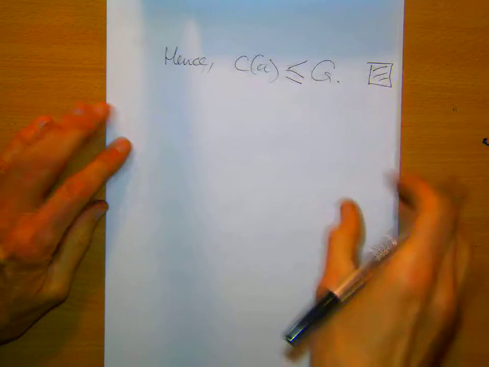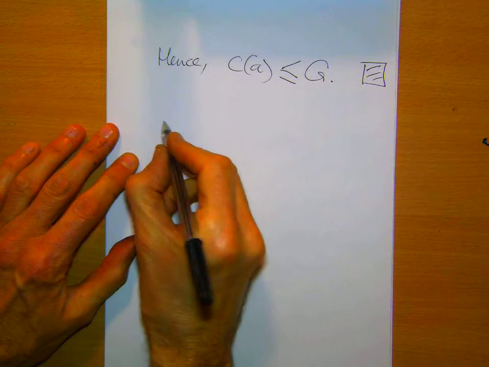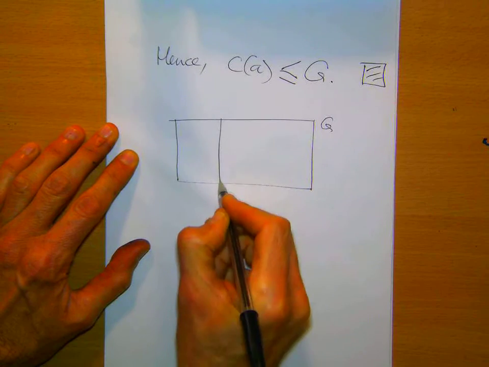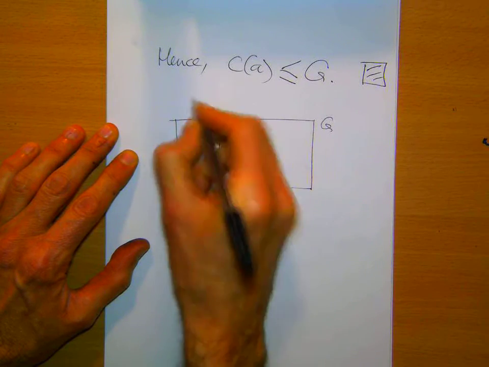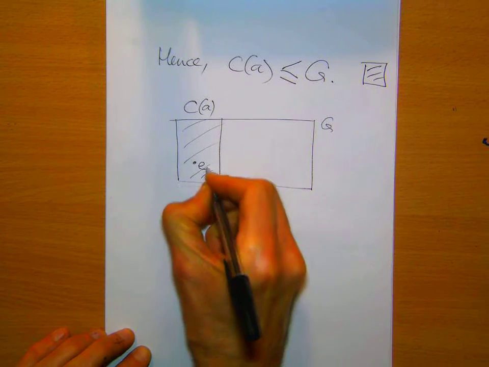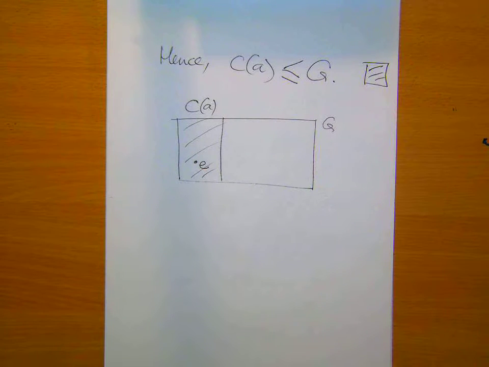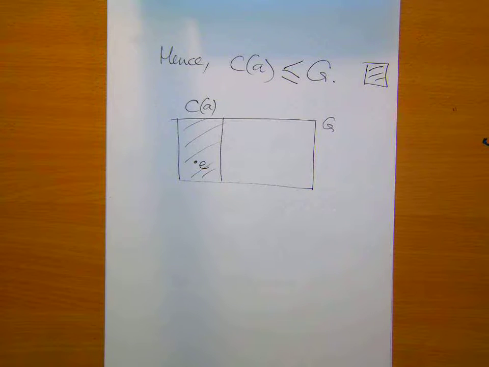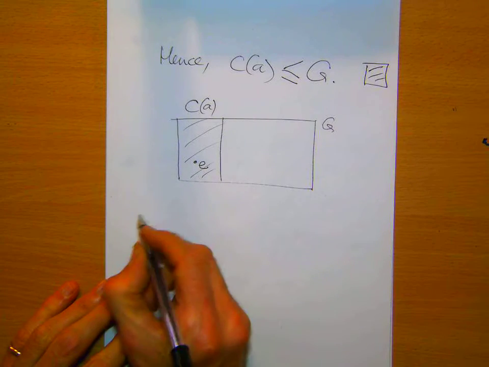Okay, so what we've got actually then is a subgroup of G. So it contains the identity. So this is our kind of typical picture with a G, the big group, and then a subgroup, a little oblong at the end. So it contains the identity, of course. Can we say anything else about C of A in general? Well, it actually contains the subgroup generated by A.